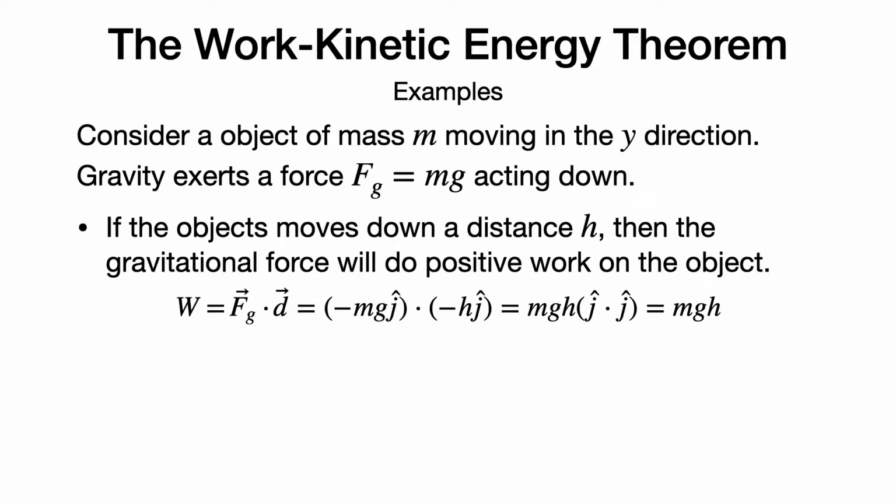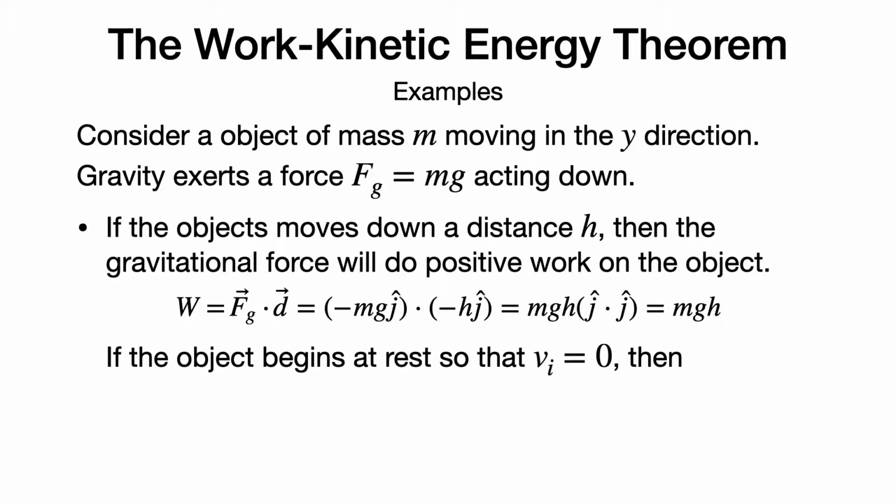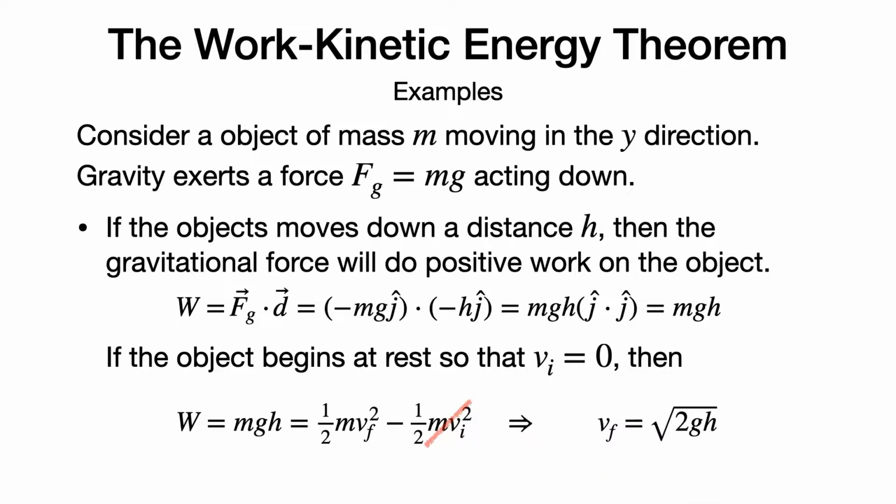Well, j hat is a unit vector. Its length is 1. So the magnitude squared of that is going to be 1. So our answer is just mgh. Now, if we start with the object at rest, then we see that the work, mgh, is equal to the change in the kinetic energy, but the initial velocity is 0. So this tells us that the final velocity is going to be given by the square root of 2gh. This is exactly the result that we would have obtained using the equations for motion under a constant acceleration. We've just obtained it using a different approach.